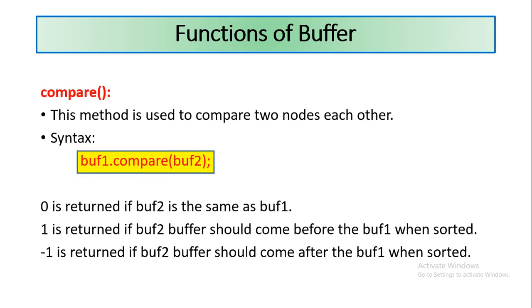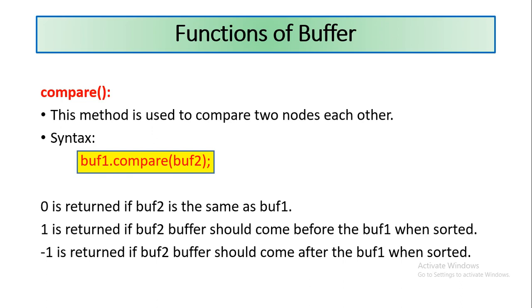Now the next function is the compare function. We use this function to compare two buffers with each other, a comparison between two buffers. Now look at the syntax. Here we are using two buffers, buffer1 and buffer2. By using the buffer1 object we call the compare method, and inside this compare method we use buffer2 as an argument.